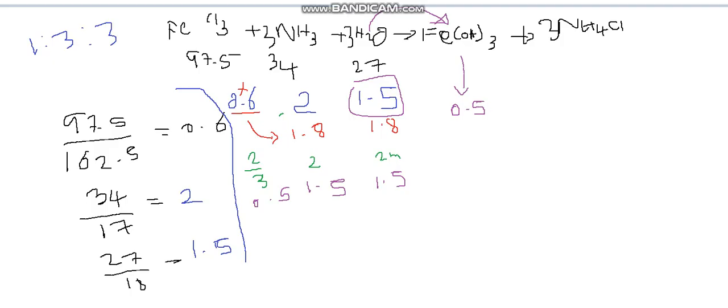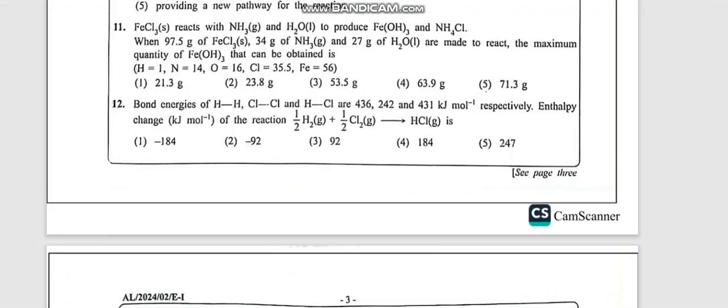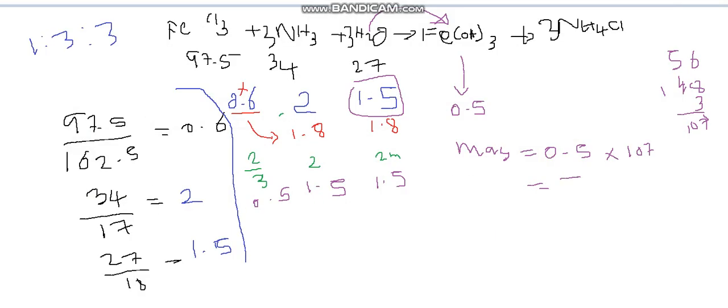Now we know the moles of Fe(OH)3. Now we have to find the mass of Fe(OH)3, that is moles into molar mass. The molar mass of Fe(OH)3 you can take by adding 56, then 16 times 3, 48, and 3, which gives 107. So 107 into 0.5 is half of it, 53.5 gram. Third one is the answer.